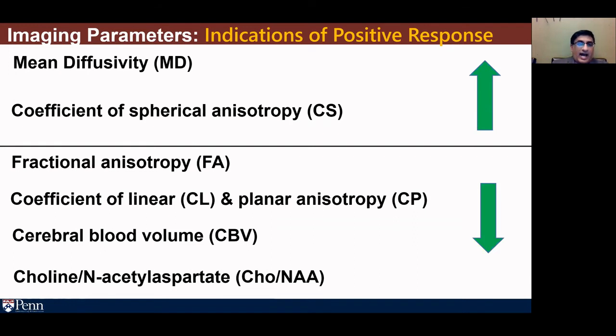Okay, so this is a general idea. My purpose of showing this slide is just to make you aware that whenever there is an increase in the mean diffusivity or an increase in the coefficient of spherical anisotropy, it means there is a positive response to the treatment. At the same time, whenever there is a decrease in the FA, CL, CP, CBV, or choline to NAA ratio, then there is a positive response to the treatment.